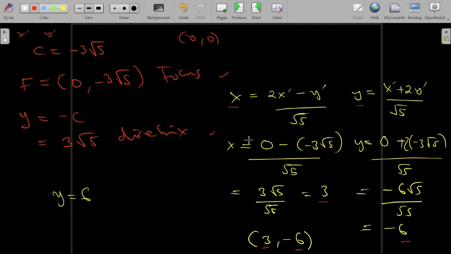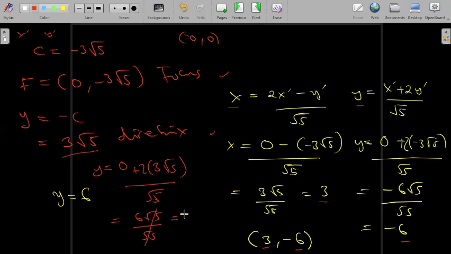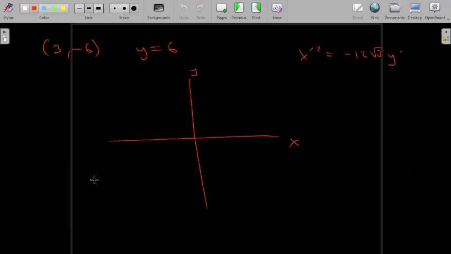And my y as well. If this is my directrix, does it have an x part? No, so the x is 0. Then I have 2, my y prime. This is actually my y prime in this case. So it will be 3 root 5 divided by root 5. Then I just remain with 6 root 5 divided by root 5. This goes, then I just have 6. So meaning my directrix in the xy plane is actually y equal to 6. So now I have these 2 points. I hope it's clear now how we get those points.